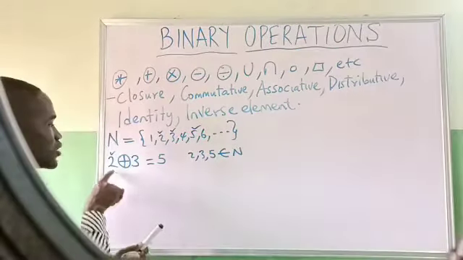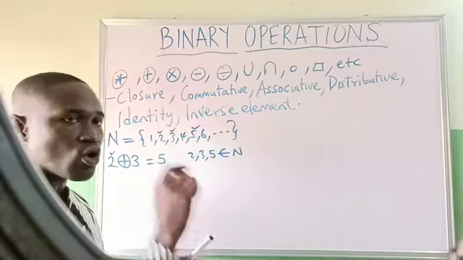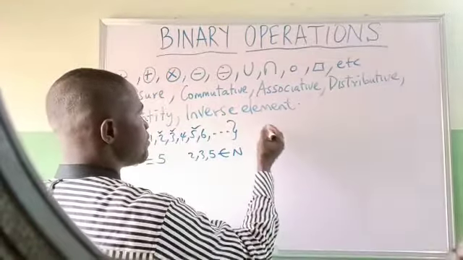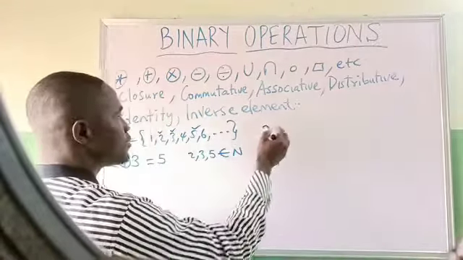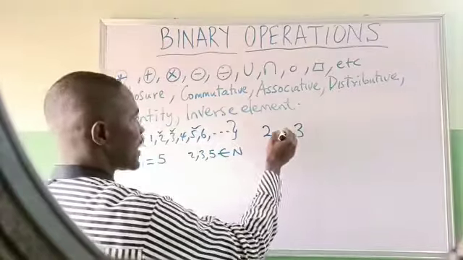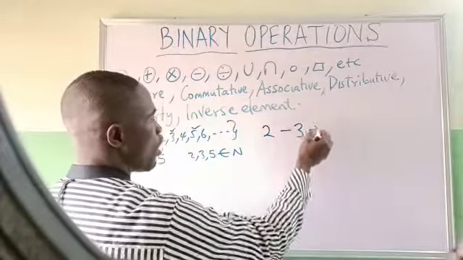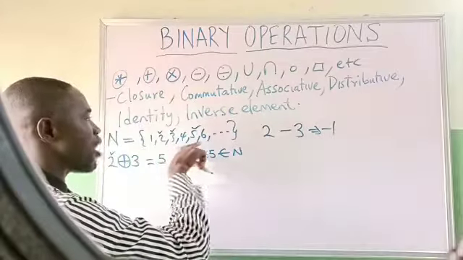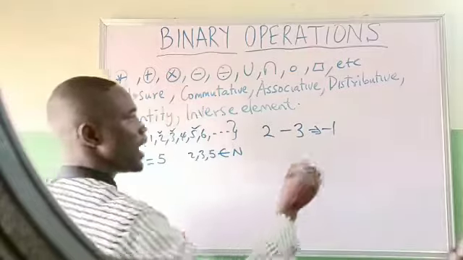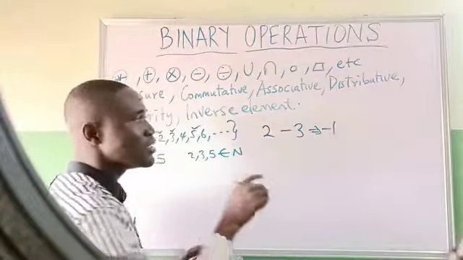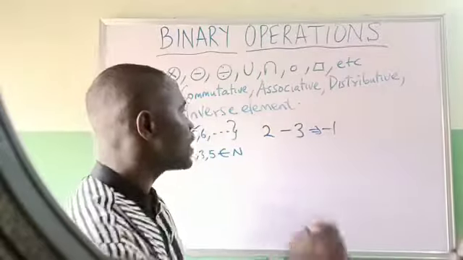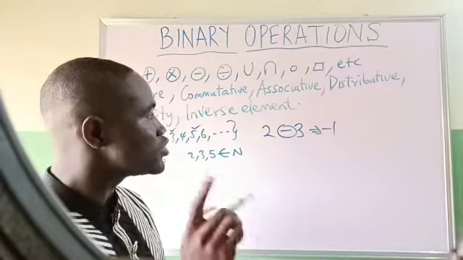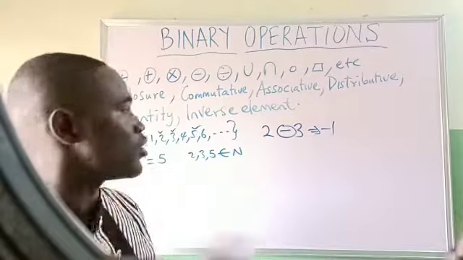So you now see that 2 and 3 are closed under the set of natural numbers. What if I bring 2 from here, bring 3 from here, and I put minus? What will it give me? Minus 1. Is minus 1 a member of the set of natural numbers? No. I will say 2 and 3 are not closed under the operation minus.